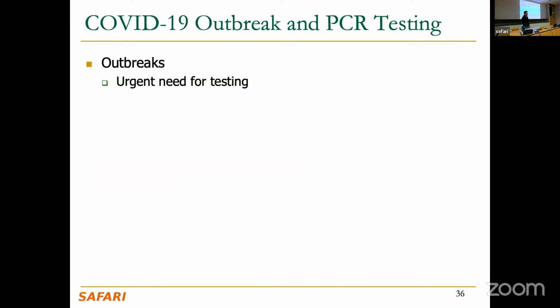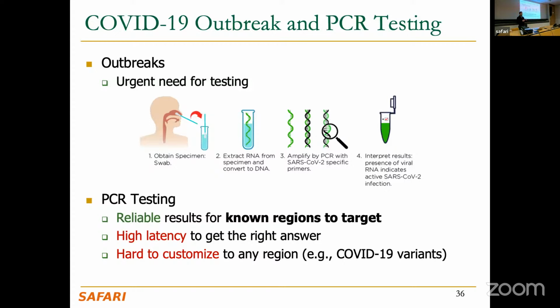And you may also think there was such a thing called PCR testing, right? PCR testing has been used mainly for testing purposes during the COVID-19 outbreak. And this was extremely useful because it was providing us reliable results for known regions to target. But the question is, do we know the region to target at the beginning of the outbreak? The answer is no, because the genome needs to be sequenced. It needs to be understood.